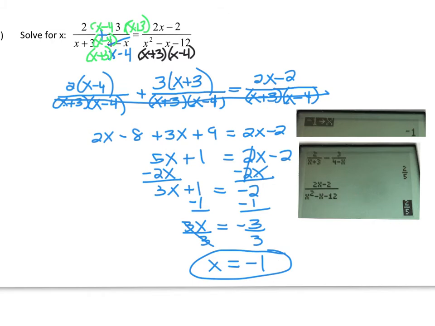And you can do this for any equation. Whenever you want to check an answer, use the store button on your calculator and plug in the left-hand side of the equation, plug in the right-hand side of the equation, and just make sure they match up.